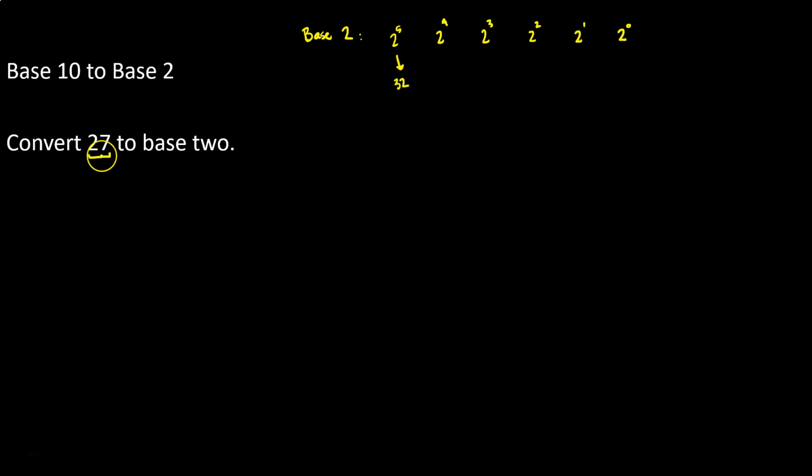Now 32 is larger than our number, so that place value is off limits. 2 to the 4th power, however, is only 16. 16 is small enough to work with our number, so in order to use base 2, we can use this place value. This is the first of the place values that work, or the largest. So what we're going to do is figure out how many times that 2 to the 4th power place value fits inside of our number 27.